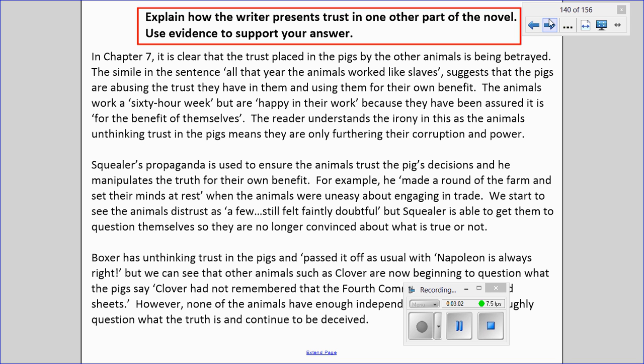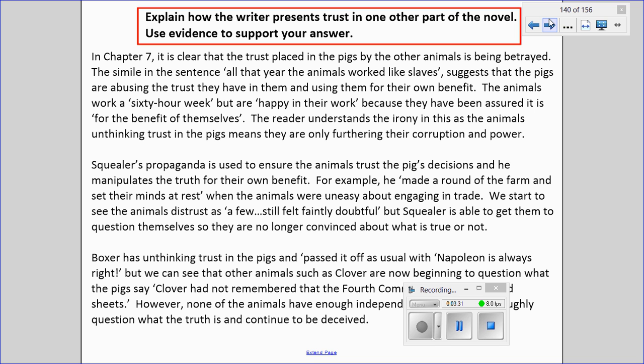In this example, in chapter 7, it's clear that the trust placed in the pigs by the other animals is being betrayed. The simile in the sentence, "all that year the animals worked like slaves," suggests that the pigs are abusing the trust they have in them and using them for their own benefit. The animals work a 60-hour week, but are happy in their work because they have been assured it is for the benefit of themselves. You can see how quotes are being embedded all the time, and this is when you are aiming for the higher levels.